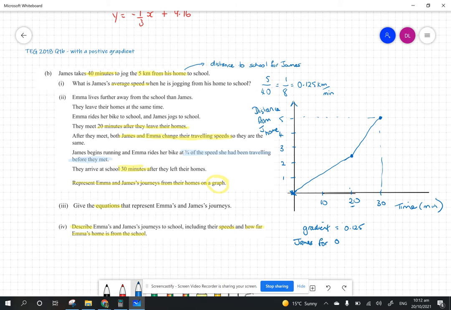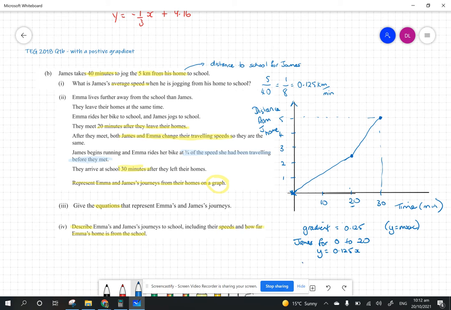Now, if that's the case, the equation for James for 0 to 20 minutes: his gradient is that, and his y-intercept is 0, so his equation will be y equals 0.125x plus c, which is going to be 0. Okay, so you're using the idea of y equals mx plus c. And you're actually doing part 3 in this case here.